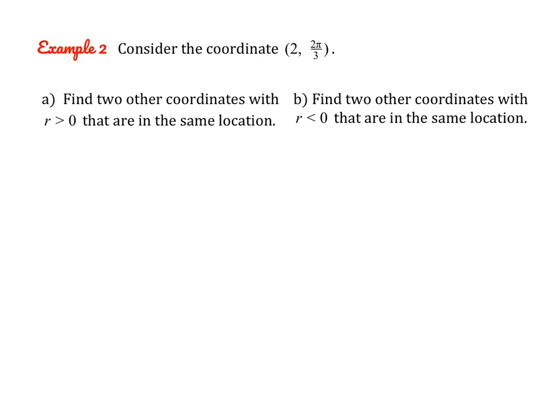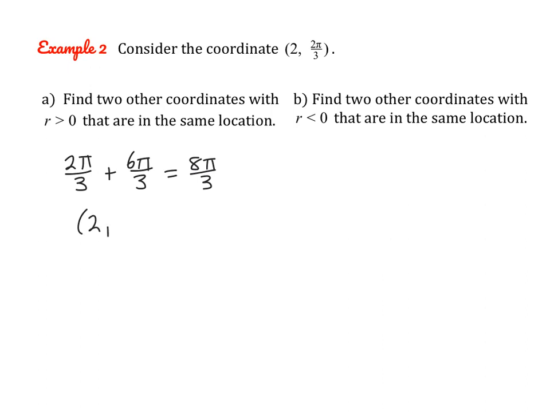Okay, so now knowing what we know about how to plot our coordinates, let's see if we can find other coordinates that have the same position as the coordinate 2 pi over 3. First let's see if we can find 2 other coordinates that have a positive r value that are the same. Essentially, we just need to find a coterminal angle to 2 pi over 3. We find a coterminal angle by simply adding or subtracting 2 pi. So if I add 6 pi over 3, which is like adding 2 pi, we get 8 pi over 3.